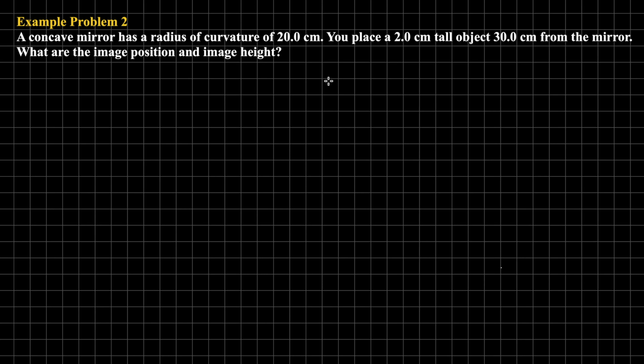Okay, let's draw a ray diagram. So that's my mirror, concave mirror. It has a radius of curvature of 20 cm. So I'm going to draw the principal axis. Let's say it's the focal point. This is the center of curvature. This distance is the radius of curvature, from the pole to the center of curvature, r. And r is given as 20 cm.